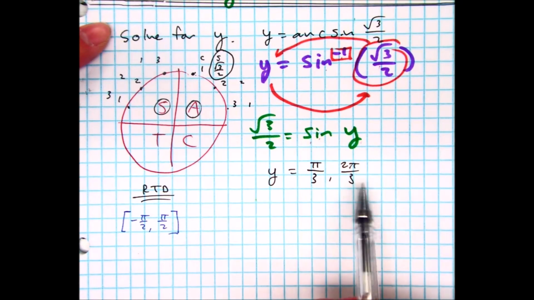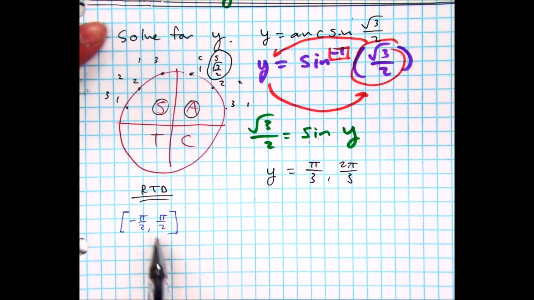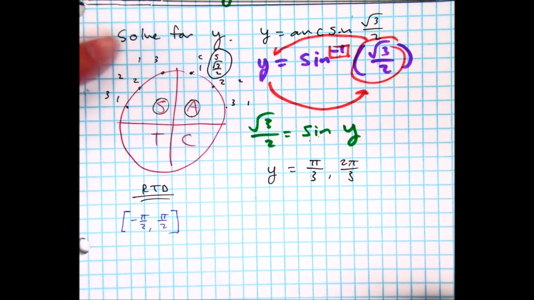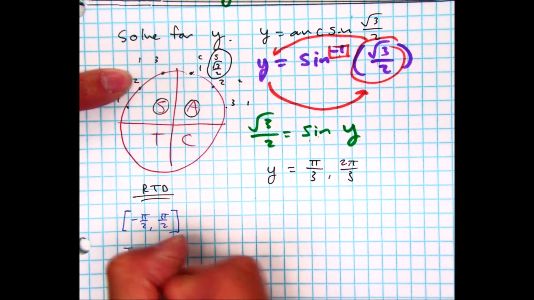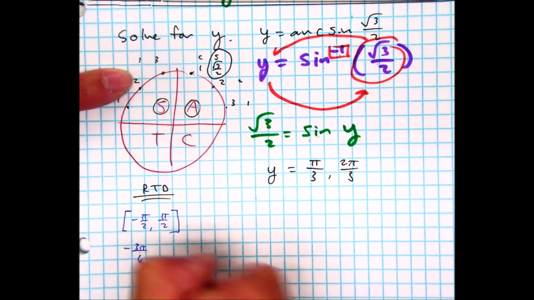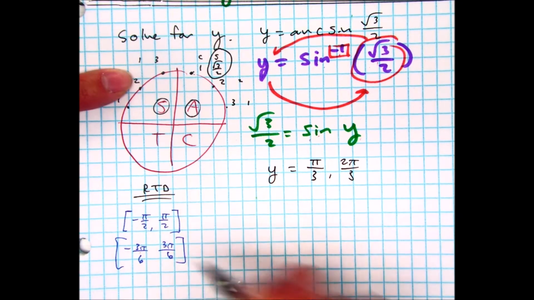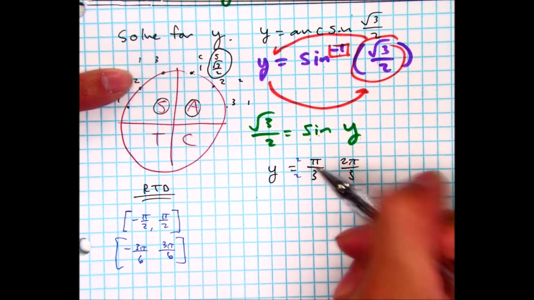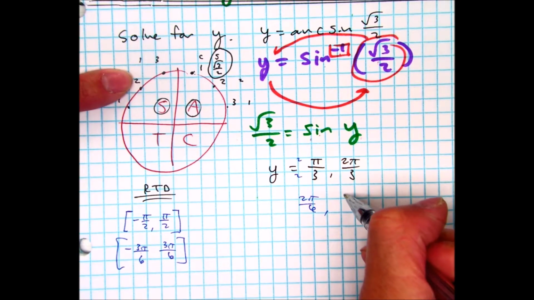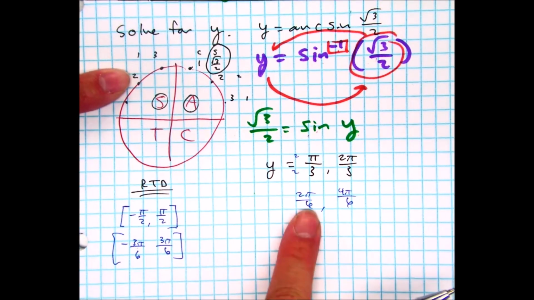Okay, now I have to think, do these lie within this domain? If you're confused, you can get a common denominator if that helps you. Let's do 6. So I'm going to multiply 3 over 3 in the numerator and denominator. That gives me negative 3 pi over 6 to 3 pi over 6. Here I'm just multiplying by 2, so I have 2 pi over 6. And this will become what, class? 4 pi over 6.